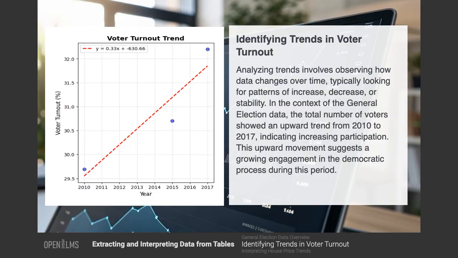Identifying trends in voter turnout. Analyzing trends involves observing how data changes over time, typically looking for patterns of increase, decrease, or stability. In the context of the general election data, the total number of voters showed an upward trend from 2010 to 2017, indicating increasing participation. This upward movement suggests a growing engagement in the democratic process during this period.